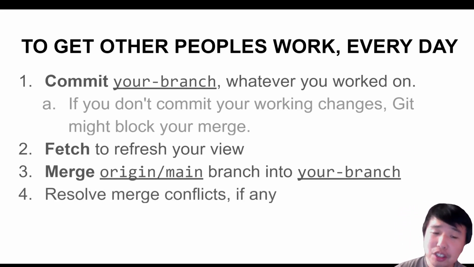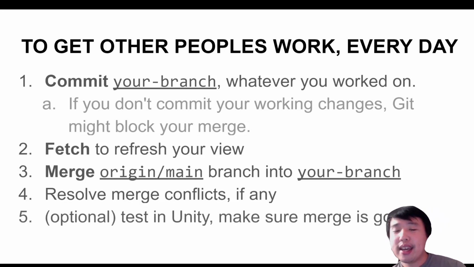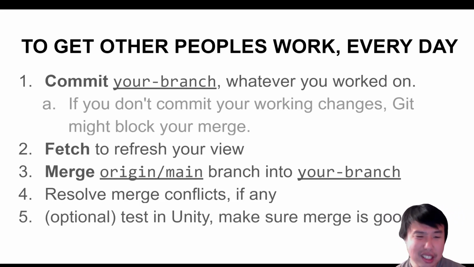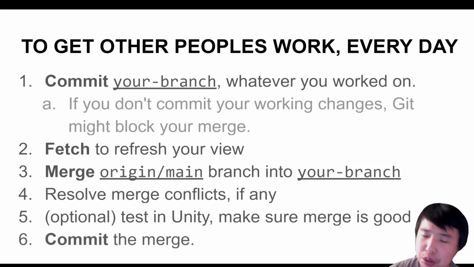And then when you pull and merge, you might have to resolve some merge conflicts and make some decisions. Just watch out for that. And sometimes when you do that, you might also want to just test in Unity, make sure the merge is actually okay, make sure it didn't break anything. And then with most Git tools, you will have to finalize the merge by clicking on that commit button wherever it is in GitKraken or SourceTree. Make sure you click the commit and finish that merge.